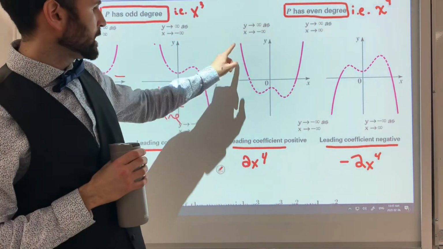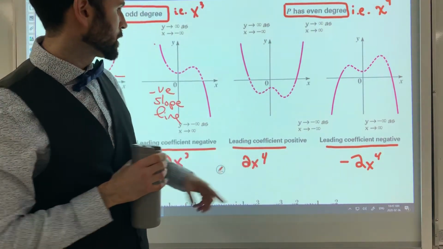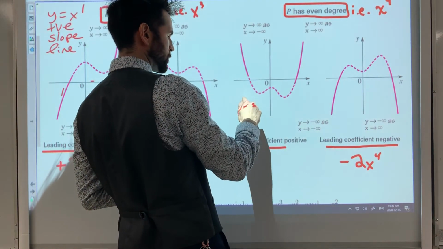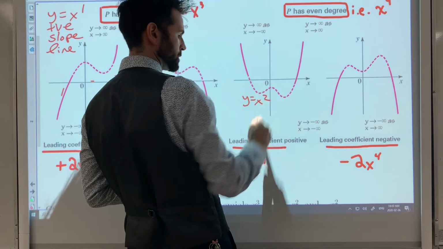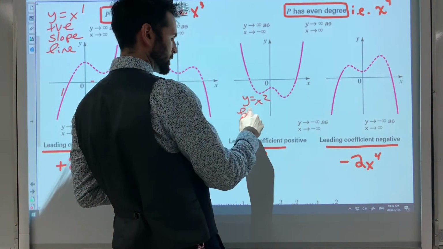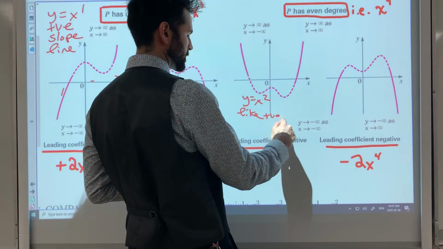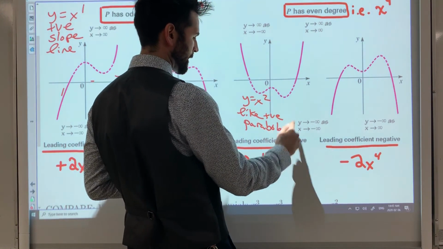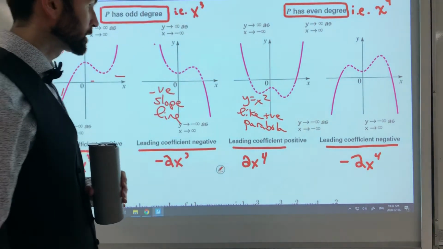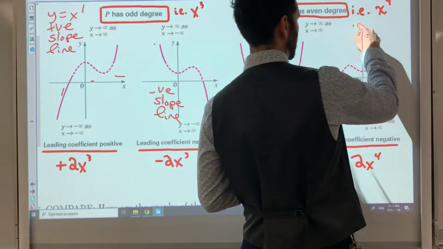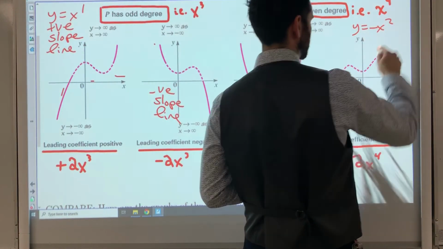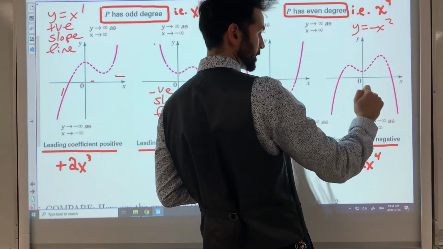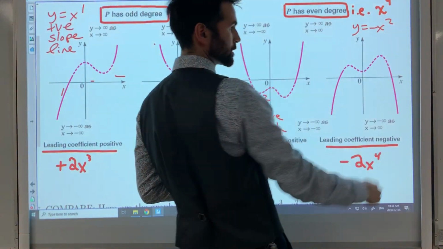So really briefly, this is going to be a positive leading coefficient, looks like a parabola. So it looks like a y equals x squared type end behavior, right? So like a positive parabola, or quadratic. Okay. This will be like a negative. So this is like y equals negative x squared for your end behavior. That's a negative leading coefficient, even degree.